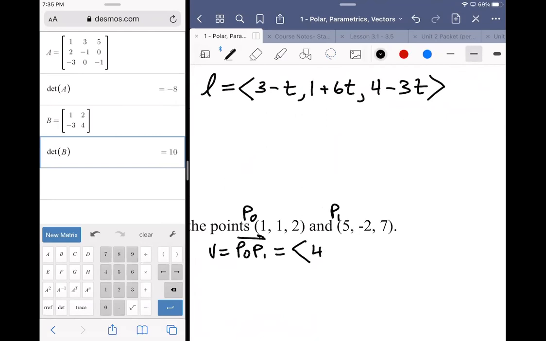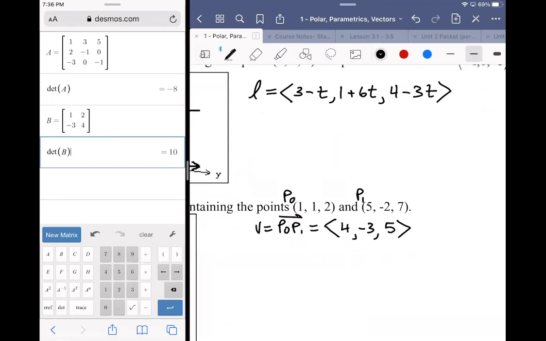5 minus 1, 4. Negative 2 minus 1, negative 3. 7 minus 2, 5. All right, so those are my A, B, C values. And this one will be my X sub 0, Y sub 0, Z sub 0.